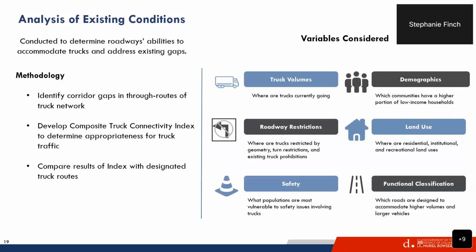A key component of the study was an analysis of existing conditions, and we'll call this some of the gap analysis for some of the next slides. So there's a lot of pieces that went into this methodology. First of all, we identified corridor gaps in the current through route network. If you were to look at the current map of the through route network, there's small gaps in there in connectivity. So we looked at what those are and can we rectify that.